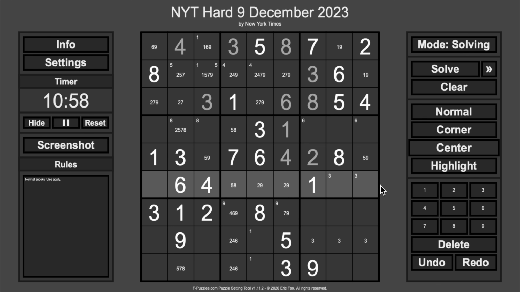Okay, row 6 should be clean because it's got 1, 2, 4, 6, 9. I need 3, 5, 7, and 8. This can't be 3 or 8. This can't be 3 or 7. This can't be 5 or 8.